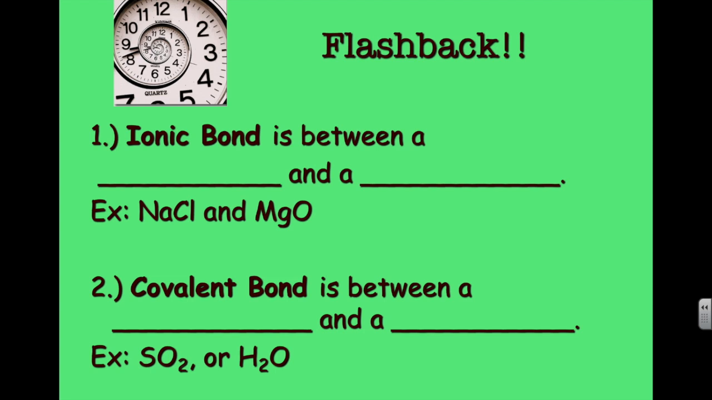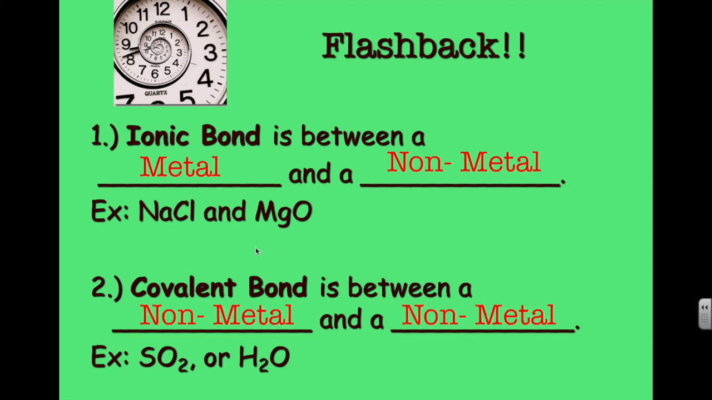Now, let's do a flashback and remember an ionic bond is between a metal and a nonmetal, right? So good examples are sodium chloride and magnesium oxide. They are from opposite ends of the periodic table. They have completely different polarities, different electronegativities, right? And then the covalent bond is between a nonmetal and a nonmetal. So those are things that were close together on the periodic table, except for hydrogen.